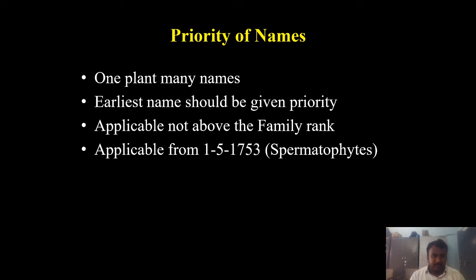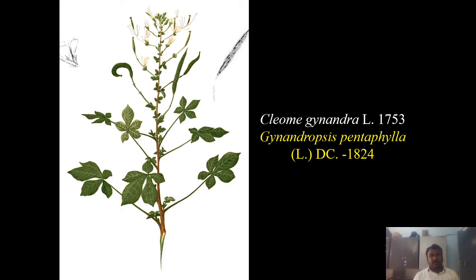Next one is priority of names. In some cases, one plant has many names. At that time, the earliest name should be given priority. It is applicable to the family or below the rank of family. Applicable from 1st May 1753 for spermatophytes. If you see this, it is Cleome gynandra, which was named in 1753 by Linnaeus. Again, the same specimen was named as Gynandropsis pentaphylla in 1824 by Tickendorf. According to the priority of names, Cleome gynandra is a valid name.